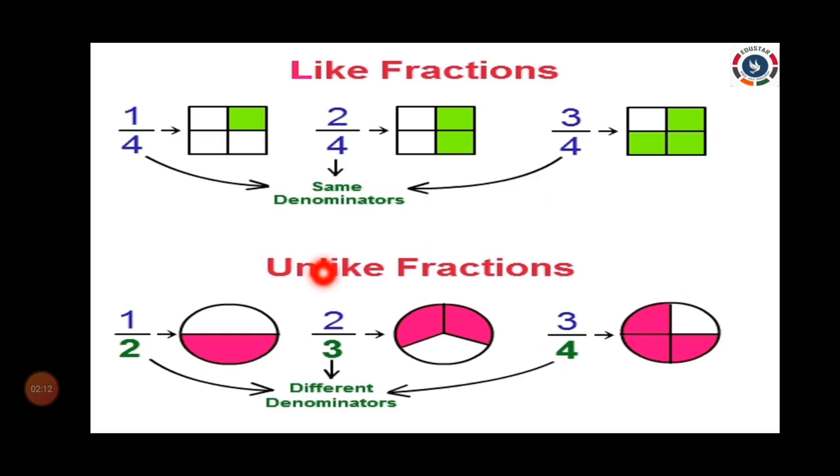Then next, unlike fractions. Here a circle is given that is half, 1 by 2. Here 2 shaded parts, total number of parts 3, so 2 by 3. Here 3 by 4. Now you see the denominators: 2, here 3 and 4. So all the denominators are different. So these are unlike fractions. Okay, same denominator means like fraction. Different denominators mean unlike fraction.